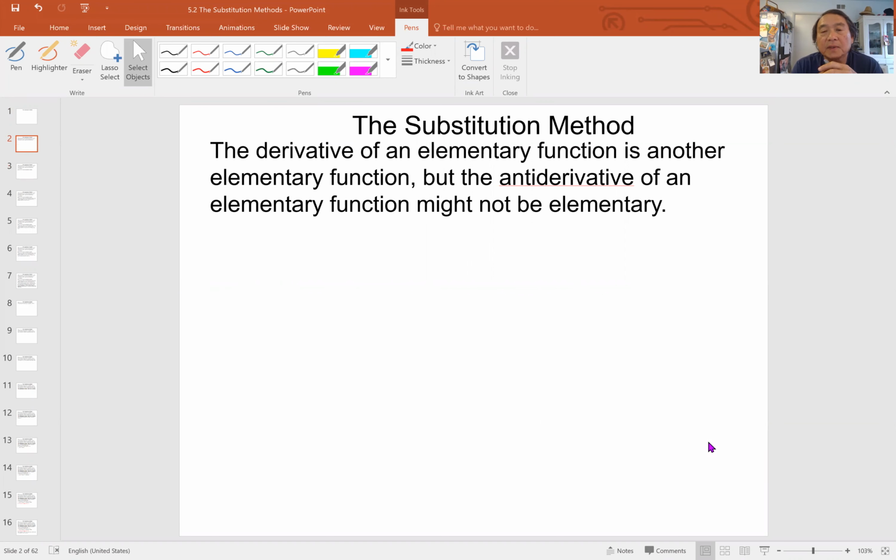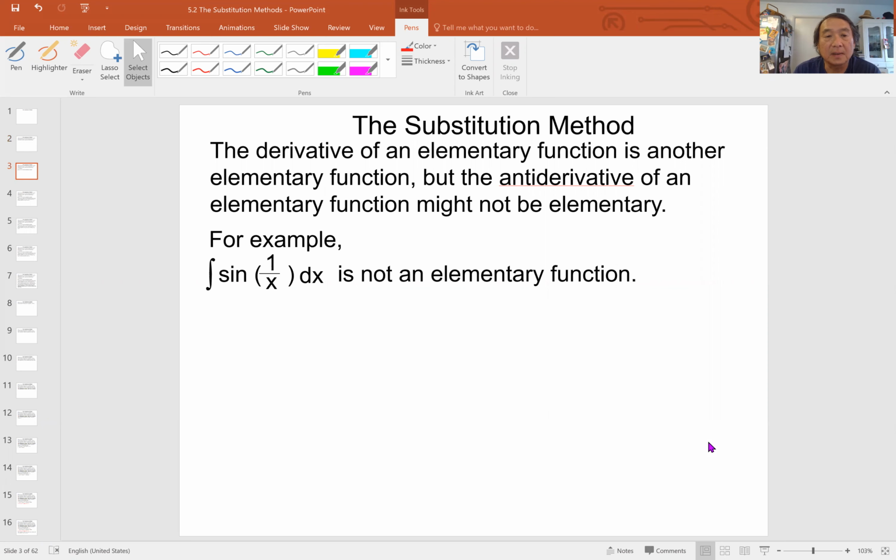We can take derivatives of any elementary functions: sine x, cosine x, log x, polynomials, and products or compositions of them. I can take the derivative of it using the product rule, quotient rule, and chain rule. But going backward, taking the antiderivative, is not as simple. In fact, sometimes it's not doable.